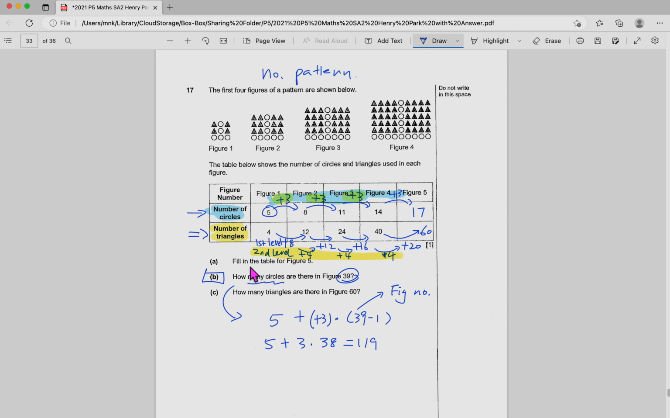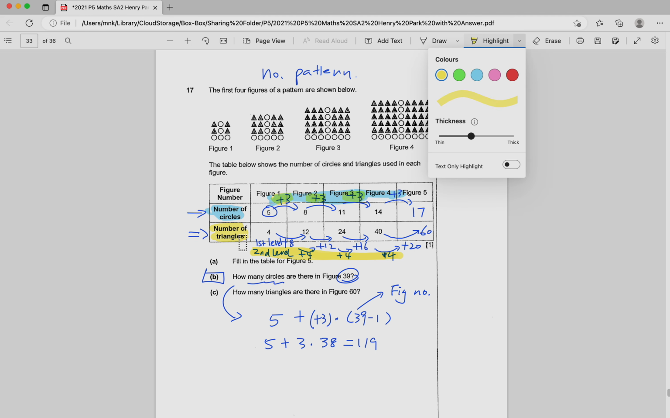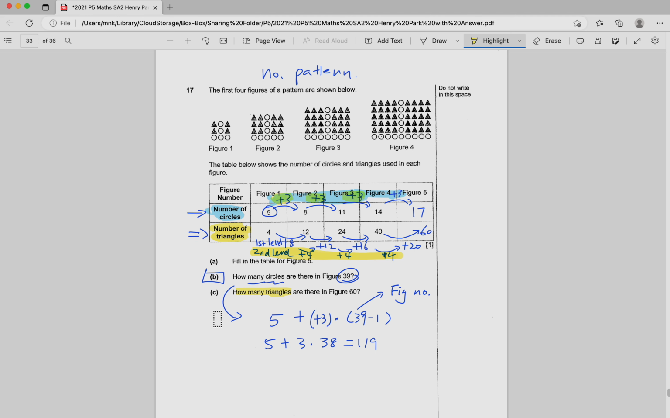But for C, if you look at C, it asks how many triangles. So basically you need to look at the triangles, and for the triangles you have a problem. What's the problem here? The first level is +8, +12, +16, +20, and only the second level is +4, +4, +4. So can you use the formula for part C or not? Cannot. Why not? Because you have two different numbers. Correct.